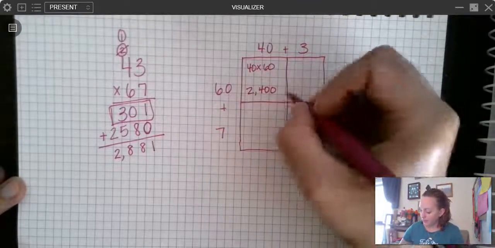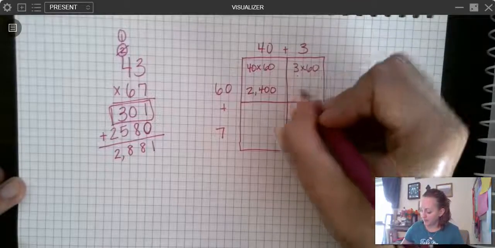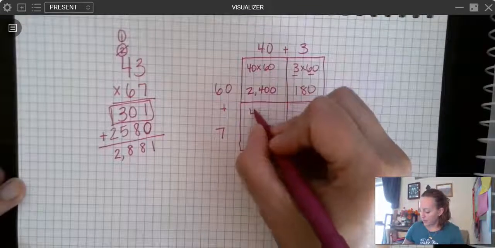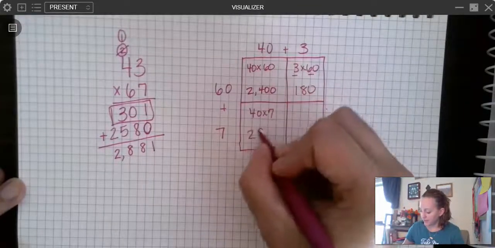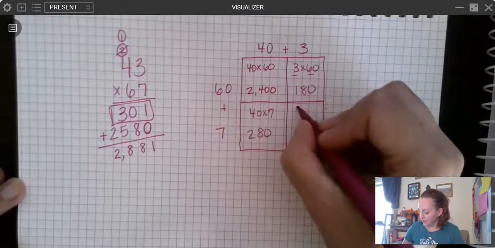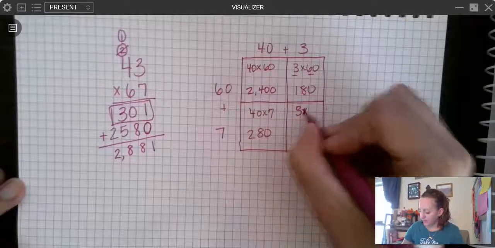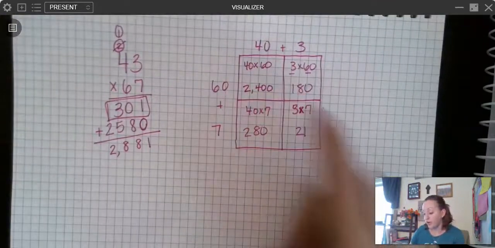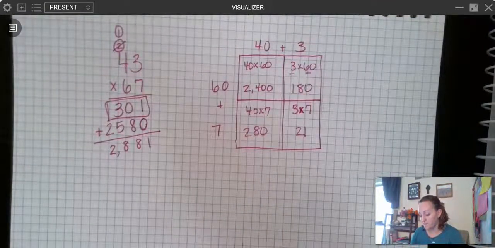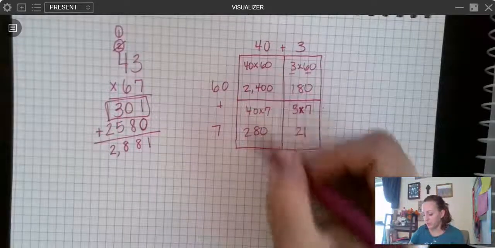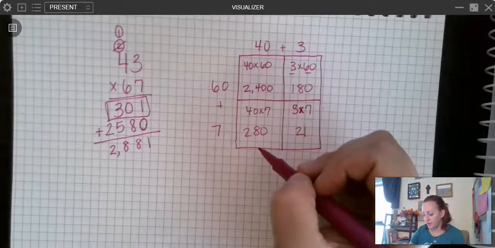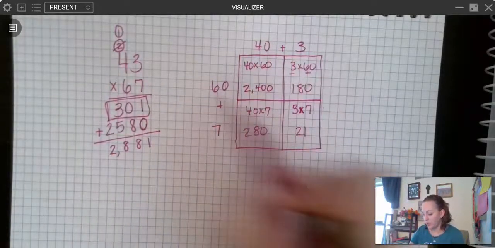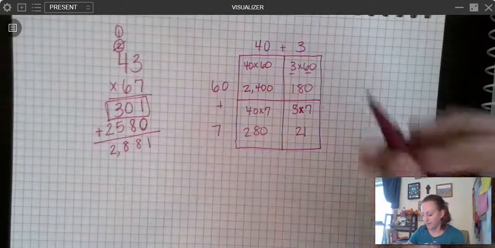And right here, I would have 3 times 60. 3 times 6 is 18 with a 0 on the end. Here I have 40 times 7, it's 280. And here I have 3 times 7, and that's 21. All right. Now, I just have to add all 4 of these numbers together, right? Well, if you're looking, here's my 40, where I was multiplying over here, and here's my 3, where I was multiplying over here, right?